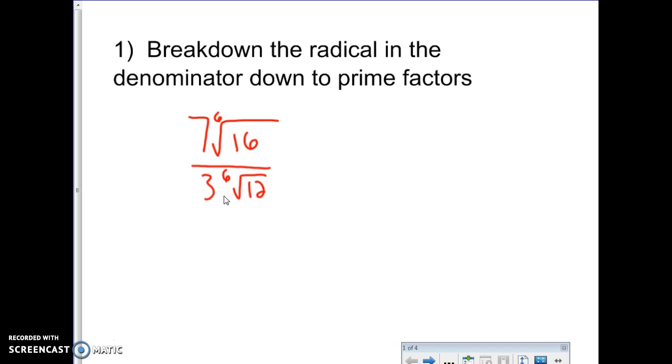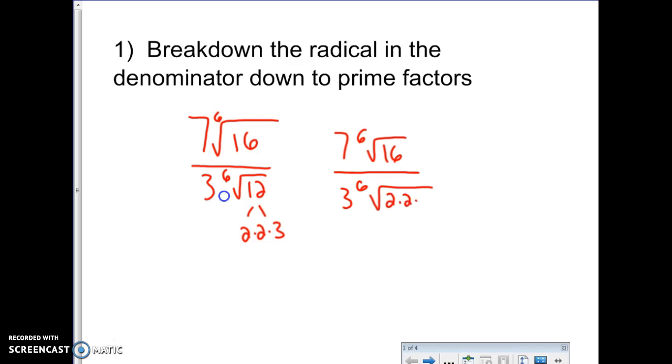The first thing we want to do is break down the radical in the denominator down to prime factors. So I'm looking at, we're just going to keep 7 times the 6th root of 60. I'm not even going to touch that. I'm going to worry about the denominator. I'm going to break down 12. Well, 12 is 2 times 2 times 3. So I'm going to say the 6th root of 2 times 2 times 3. So that's the first thing that I do, break down the denominator to all prime factors. 2, 2, and 3 are prime factors.